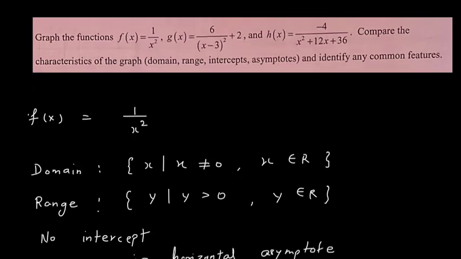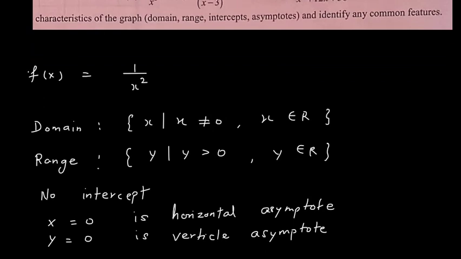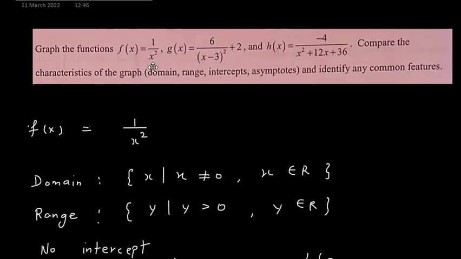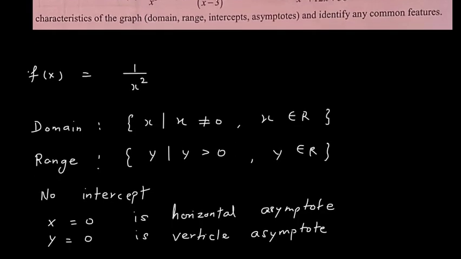Okay, so first, f(x) is equal to 1 upon x square. Now here in this function, if I find the domain, x can take any real number except 0. So I will say that domain is all x except x equal to 0, because when x becomes 0, the denominator becomes 0 and this function becomes not defined. Range: as here we have x square term, there is no x term. So x square is always going to be positive, 1 upon x square is going to be positive, so I will say that range is all y, where y is greater than 0.